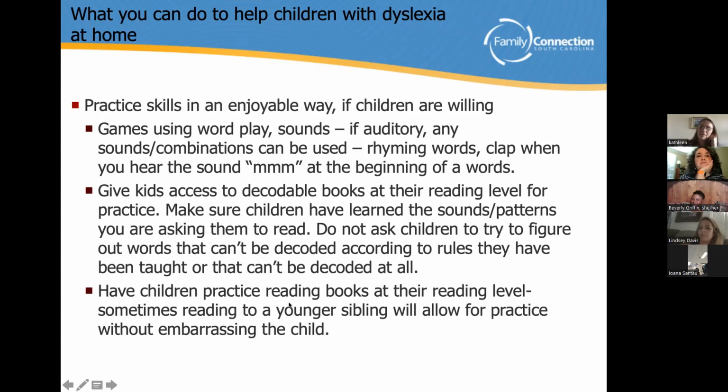When I was teaching at the elementary level, I'd let my kids read to the kindergarten class because they could read things that were on their reading level, and they didn't feel funny reading them because they were reading to young children. Although you have to do decodable books and not the regular Brown Bear.